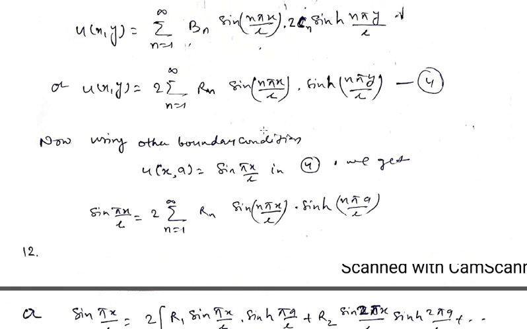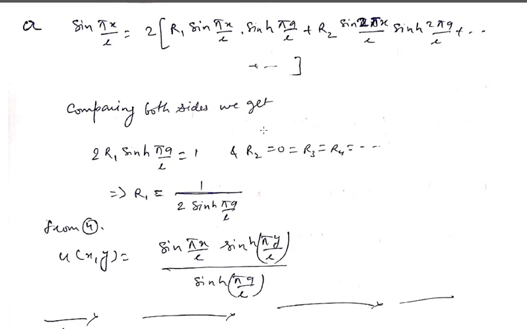Putting the value of r_1 in equation 4, we get u(x, y) equals sin(pi x upon l) sinh(pi y upon l) upon sinh(pi a upon l). That's the solution of the given problem.